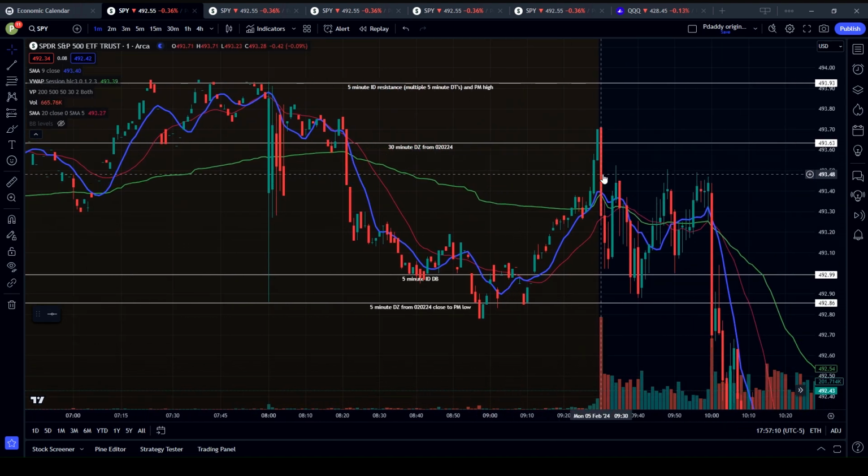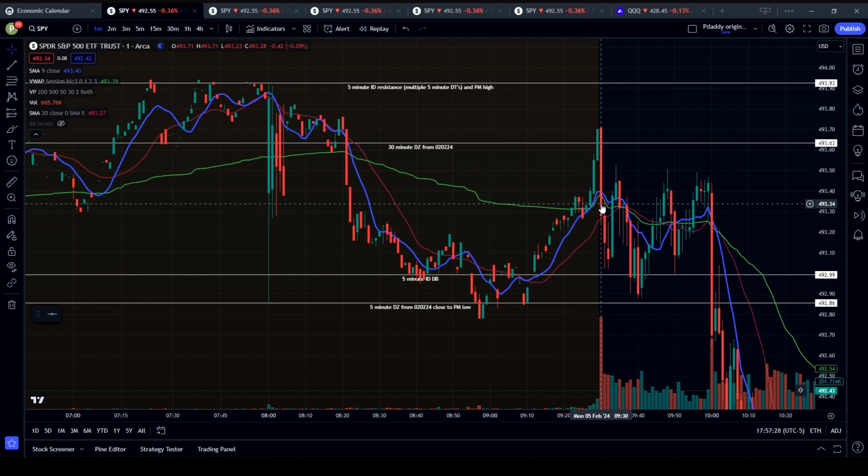Right off the gun, immediately, we ran up just a little bit. We rejected, so we did not get that close above that 493.63. Had what I call a death cross to the downside, or pretty close anyway.